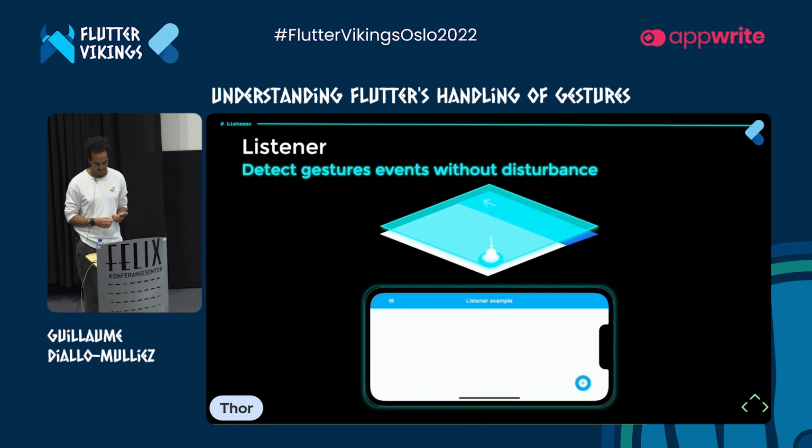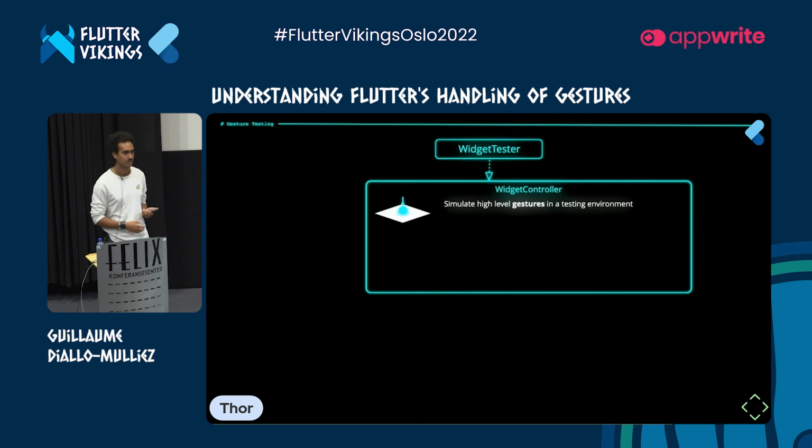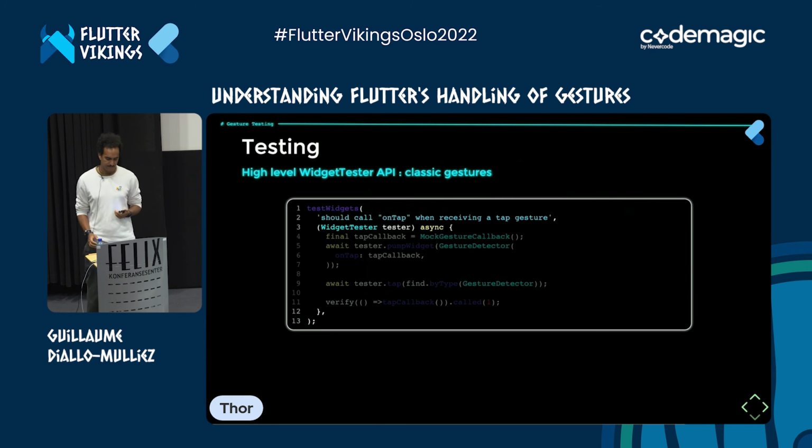Now, the last thing we need to see is how do we test all this kind of behavior and implementation that you can do. So to test, you use the widget tester, and what's interesting here is that it uses a widget controller, which allows you to simulate with a really high-level API test gestures in your test environment. So let's see it in action.